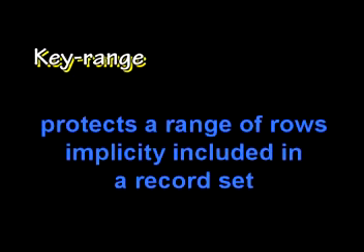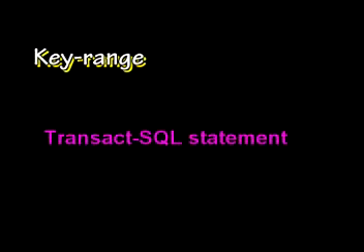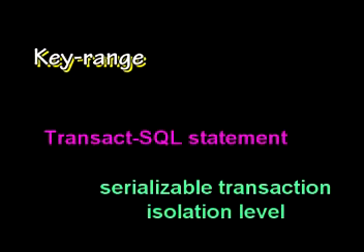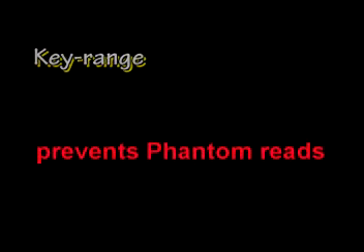Key range locks. Key range locks protect a range of rows implicitly, including in a record set, being read by a Transact-SQL statement, while using the serializable transaction isolation level. Key range locking prevents phantom reads.